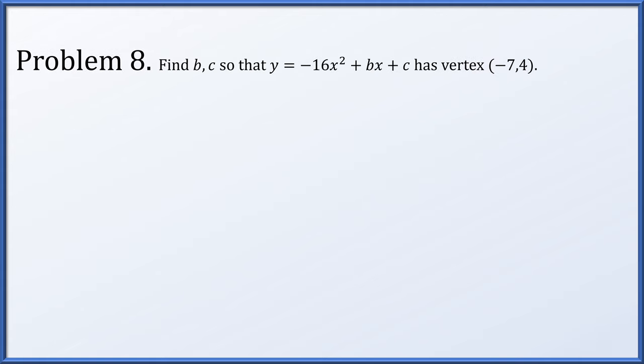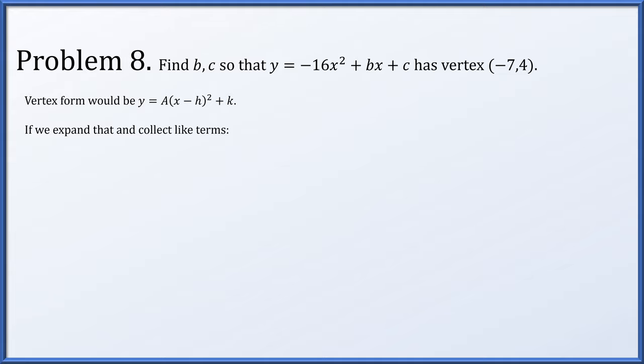Next, find b and c so that the parabola y equals negative 16x squared plus bx plus c has a very specific vertex. It has vertex negative 7, 4. Well, if it was in vertex form, then y would be some constant times x minus h squared plus k, and the vertex would be at the point h, k.